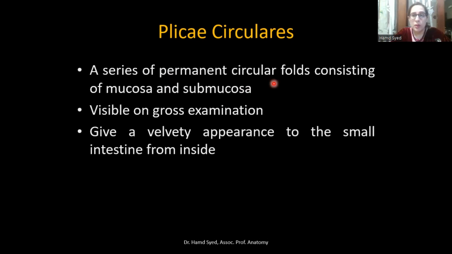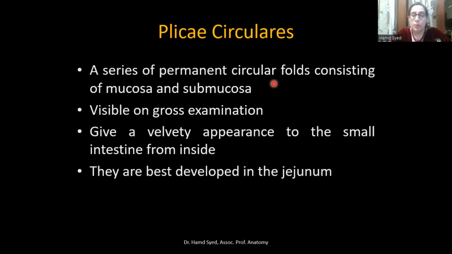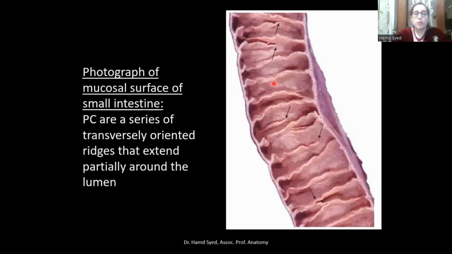And they also give a velvety appearance to the small intestine from the inside. And they're most prominent in the jejunum. So here you can see that the black arrows are pointing towards these plicae circularis, and they are the transversely oriented folds or ridges, which are filling the lumen up to about 1/2 to 2/3 of its internal diameter, because their extension is partial around the lumen. If the extension were complete, that would have occluded the lumen. So remember, they are permanent transverse folds partially extending within the lumen of the small intestine.